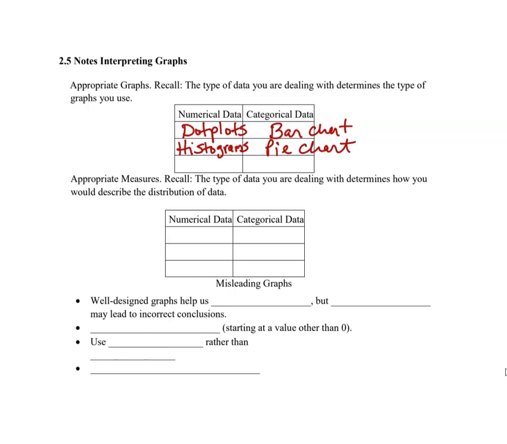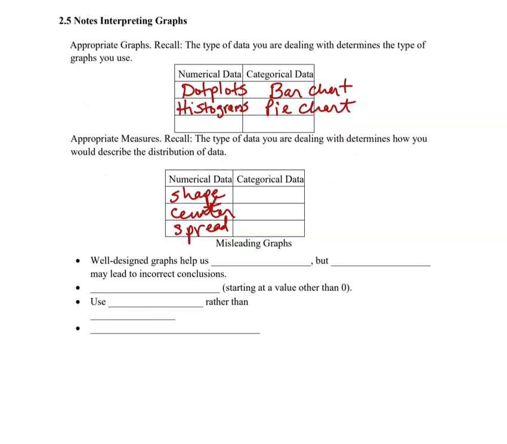Similarly, remember the types of descriptions we use for each of those types of graphs. When we have numerical data, we looked at three things: shape, center, and spread. With categorical data, there were two characteristics we would use to describe them: the mode and the variability. All right, so that's a little summary of what we've talked about so far in this chapter.